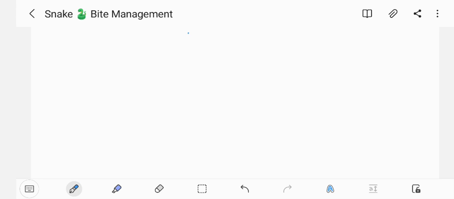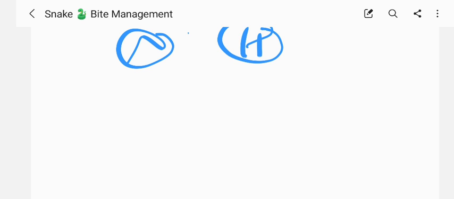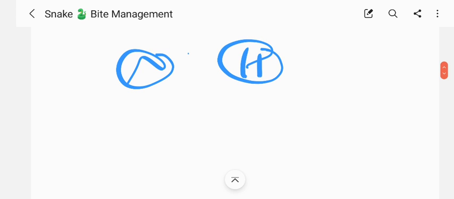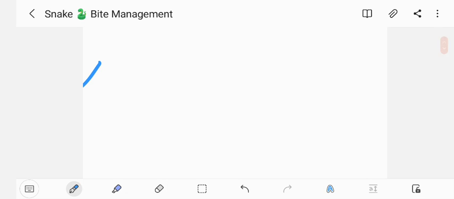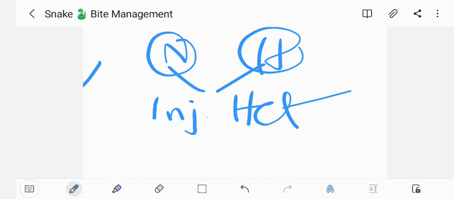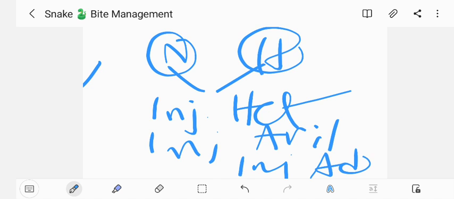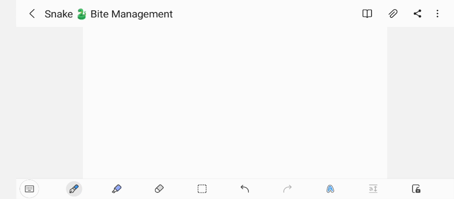Now, if a neurotoxic or hemotoxic snake bite is confirmed, at first give injection hydrocortisone, give injection Avil, or give injection adrenaline before giving anti-snake venom. Okay, we have given it. Now we will go for giving anti-snake venom.